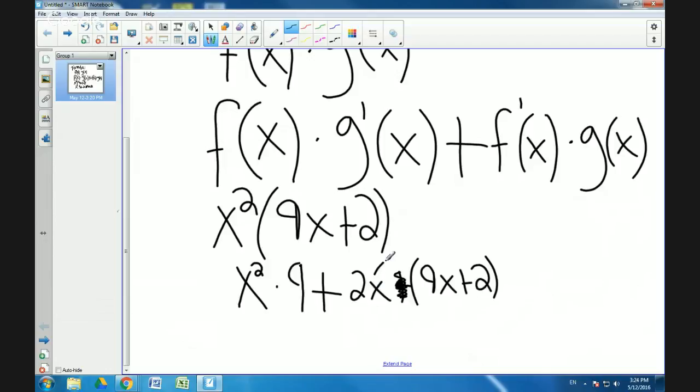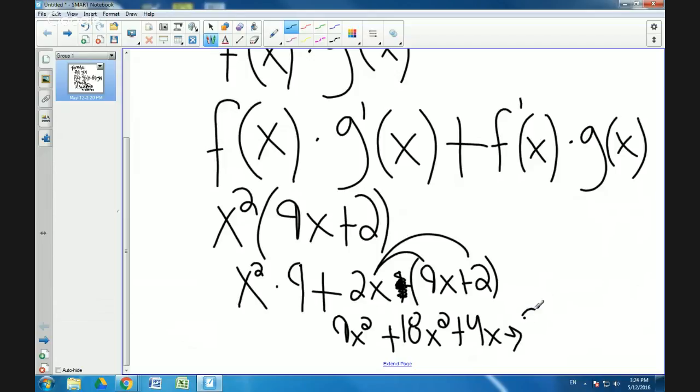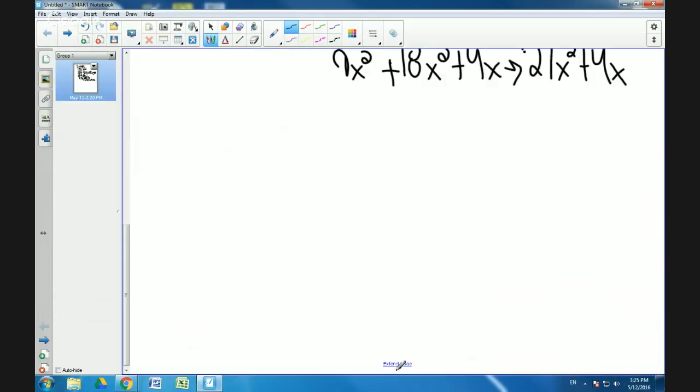So we will distribute this with our hippity-hoppity property. So that becomes 18x squared plus 4x plus 9x squared. So now we simplify again. So our final product here, our answer, is 27x squared plus 4x. So that's a pretty simple problem.